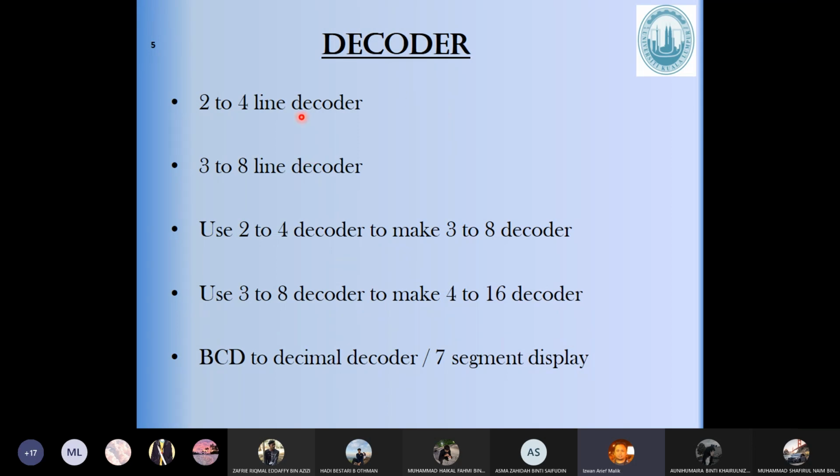2 to 4 line decoder, 3 to 8 line decoder, and then we use the 2 to 4 decoder to become 3 to 8, and then we use the 3 to 8 decoder to become a 4 to 16 decoder. Then we will also go through the BCD to decimal decoder or the 7-segment display. Okay, so it will convert binary coded decimal to decimal.